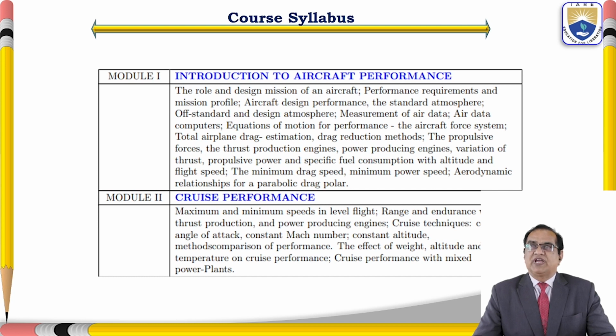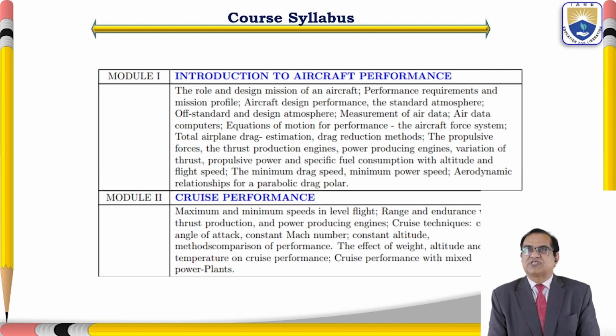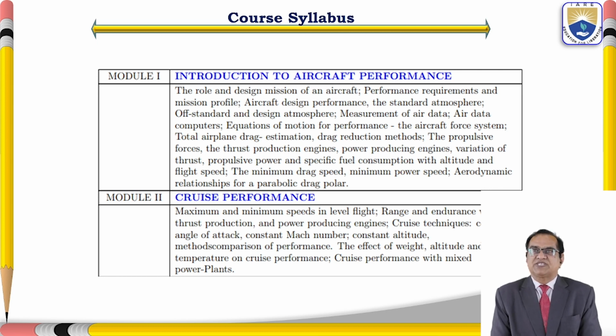Module 1 is Introduction to Aircraft Performance: the role and design mission of the aircraft, performance requirements and mission profiles, aircraft design performance, the standard atmosphere, off-standard and design atmosphere, measurement of air data computers, equations of motion for performance, the aircraft force system, total airplane drag estimation, drag reduction methods, the propulsive forces, the thrust producing engines, power producing engines, variation of thrust, propulsive power and specific fuel consumption with altitude and flight speed, the minimum drag speed, the minimum power speed, aerodynamic relationships for parabolic drag polar.